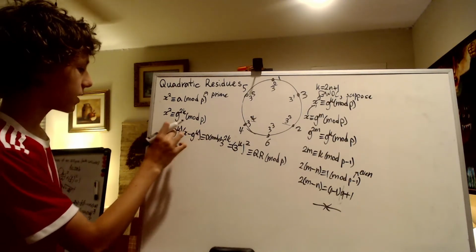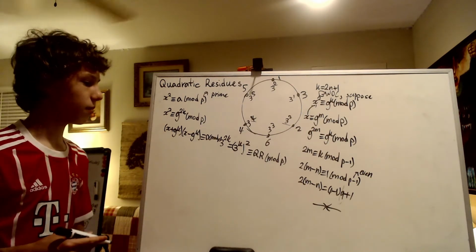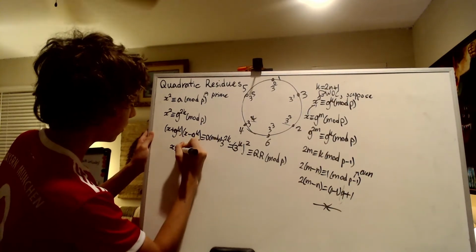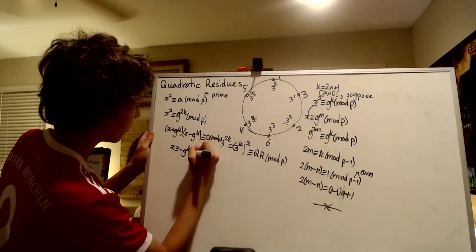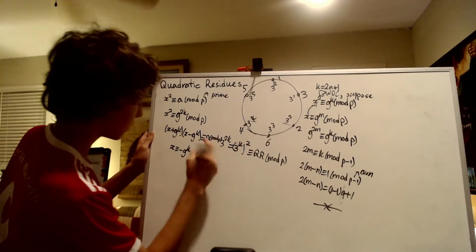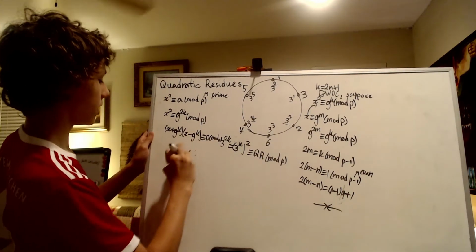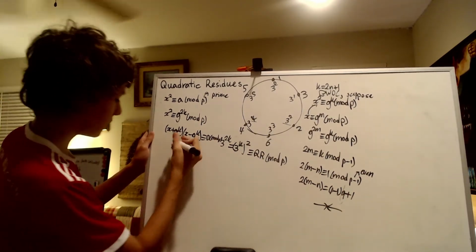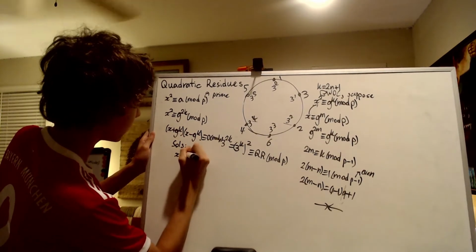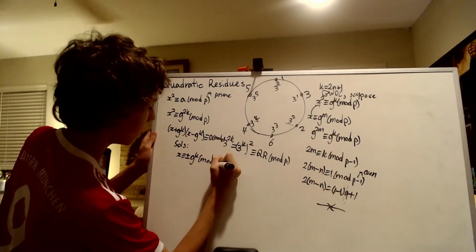p divides x plus g to the k, or p divides x minus g to the k. And that tells us that x is congruent to negative g to the k, or x is congruent to g to the k. So to be concise, the solutions are x congruent to plus or minus g to the k mod p.